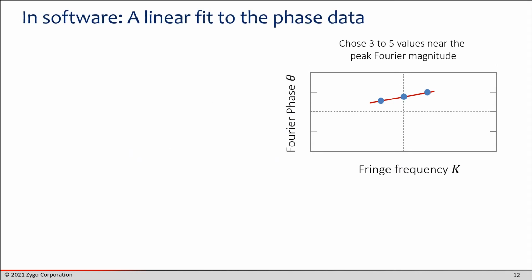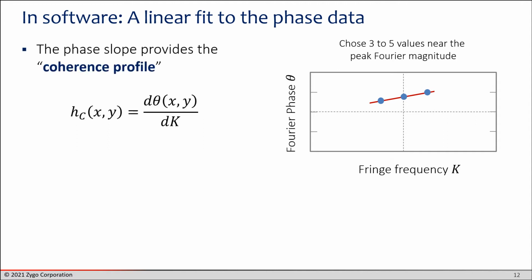To take advantage of the Fourier phase, what we do in software is we pick 3 to 5 values near the peak Fourier magnitude. And we look at those phase values and fit a line. And from that line, we can extract a slope. That's the rate of change of phase with fringe frequency. And this is called the coherence profile. So this is now a standardized term. And this is very similar to finding the peak of the envelope. That slope is indicative of where the signal is located.